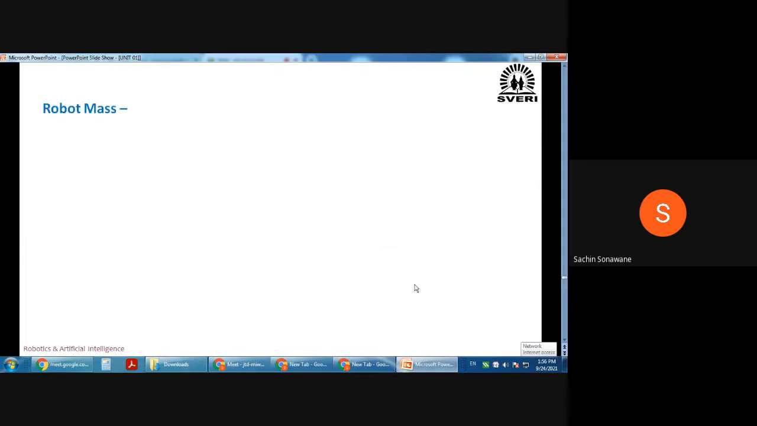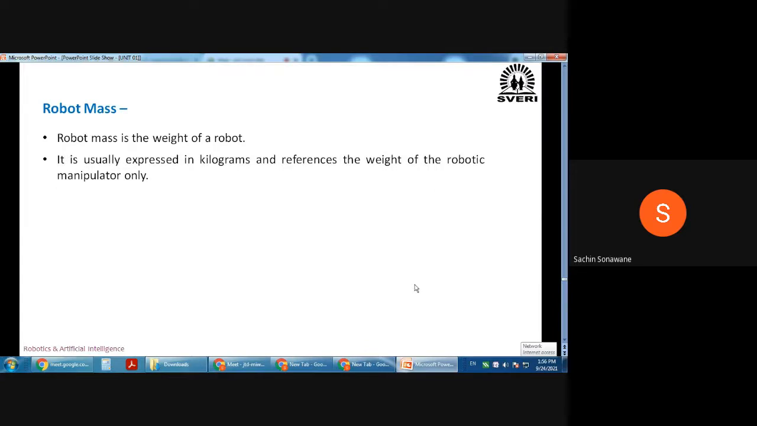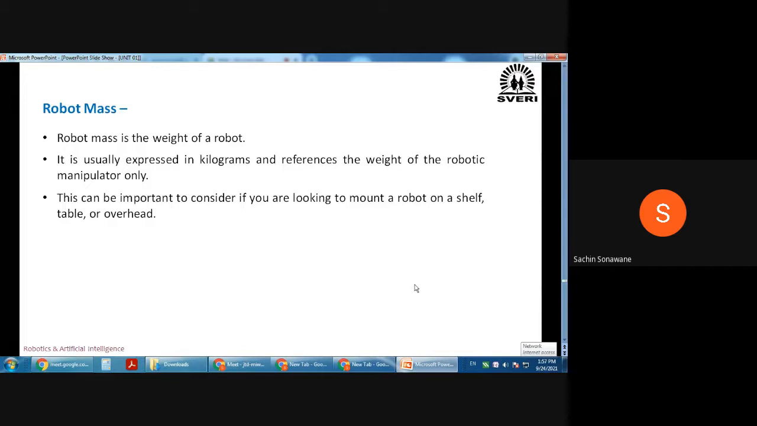Robot mass. Robot mass is the weight of a robot. It is usually expressed in kilograms and references the weight of the robotic manipulator only. This can be important to consider if you are looking to mount a robot on a shelf, table, or overhead.